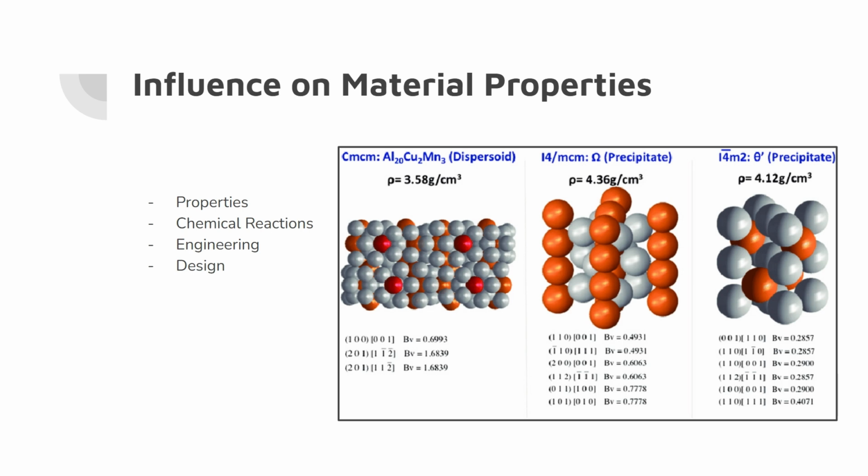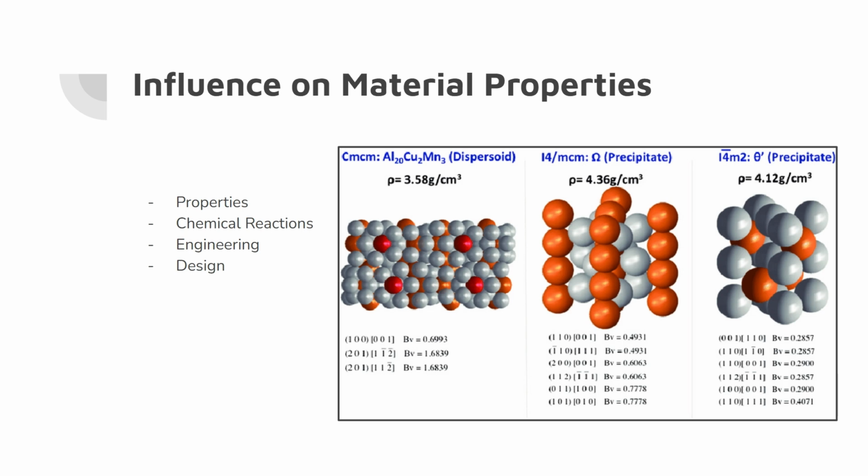The crystal structure of an element directly affects the physical properties of materials, including hardness, density, thermal and electrical conductivity, and optical properties. For example, the difference between diamond and graphite is due to their distinct crystal structures, even though both are made of carbon.